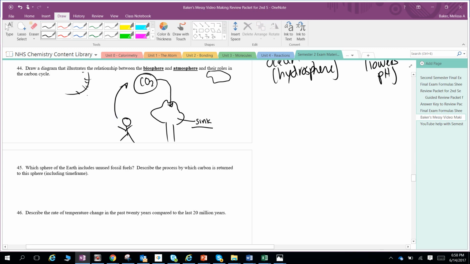And then humans and animals breathe oxygen and release CO2, and so that increases the amount of CO2 in the atmosphere. And of course there are a lot more things going on, but we would call this a carbon source.